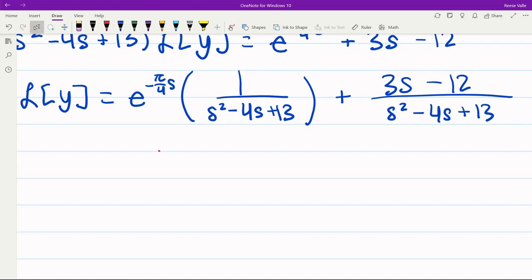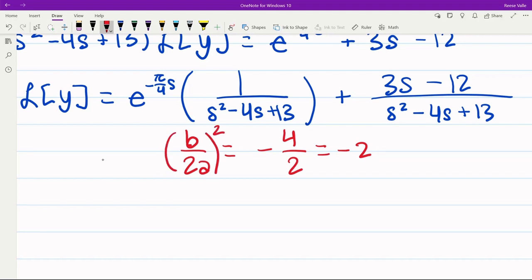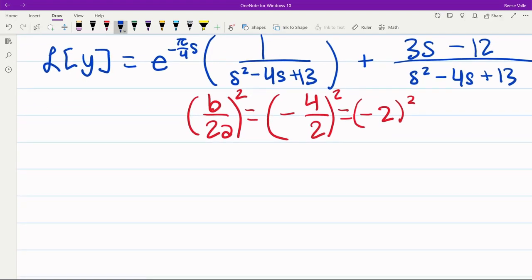So you're going to do negative b all over 2a. It's negative because it's negative 4. Negative 4 all over 2, and that's just going to be negative 2. But you square that. Wait, this is squared. Alright, so then this is just going to be s squared minus 4s plus 4, and then minus 4, so that it's technically the same, and plus 13.